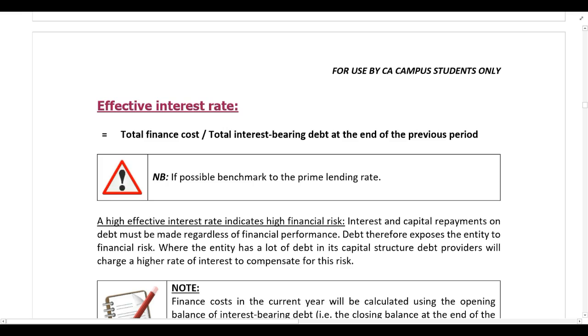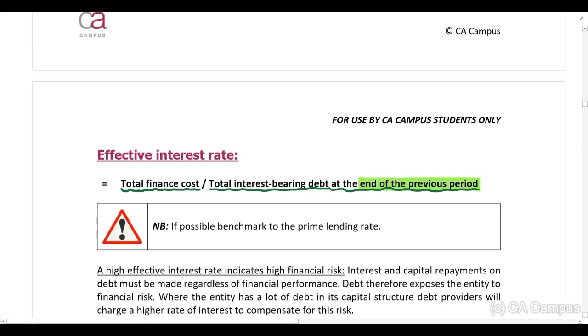Then the next calculation that we are going to look at is the effective interest rate. And you calculate the effective interest rate by taking total finance costs from the statement of comprehensive income and dividing by total interest-bearing debt at the end of the previous period. So let's just discuss this in a bit more detail to make sure that you're happy with the logic behind this calculation. Let's draw up a timeline here quickly.